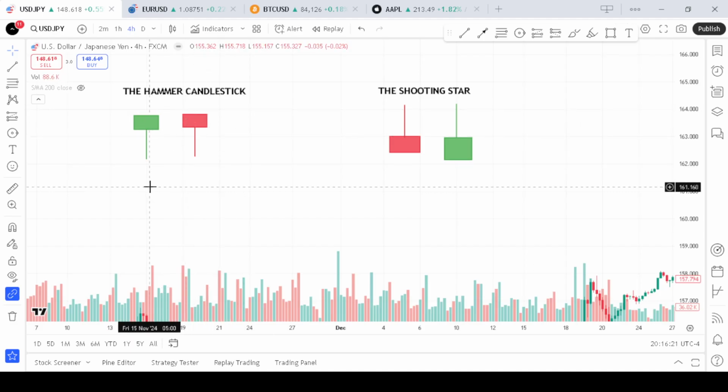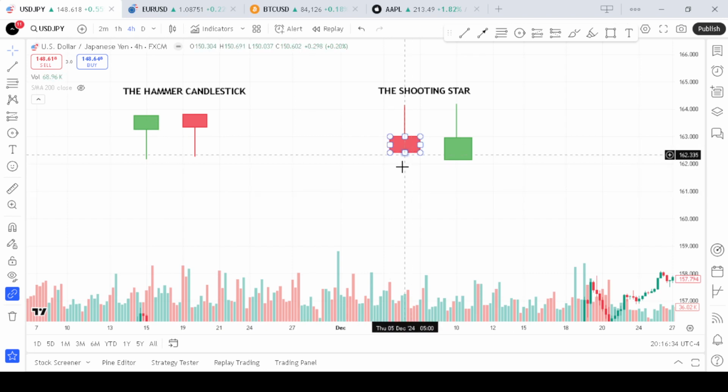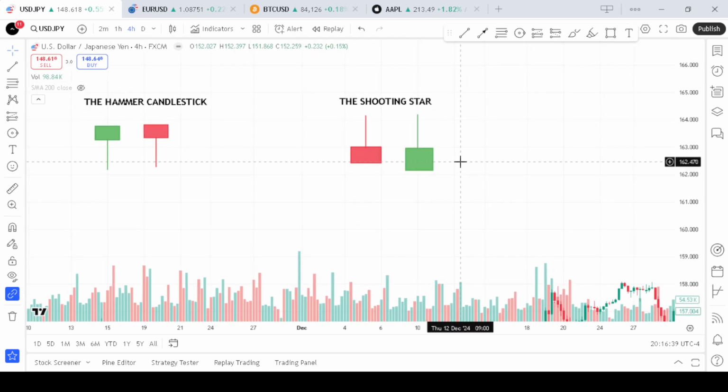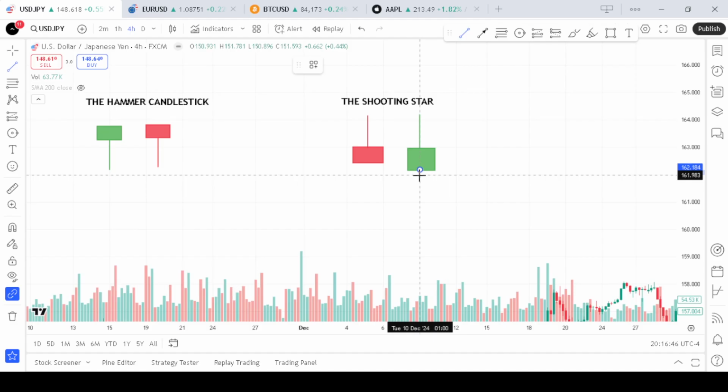This structure shows sellers initially dominated, but they were overpowered by buyers, which pushed price back near the opening level. The shooting star, on the other hand, appears after an uptrend and signals a bearish reversal.